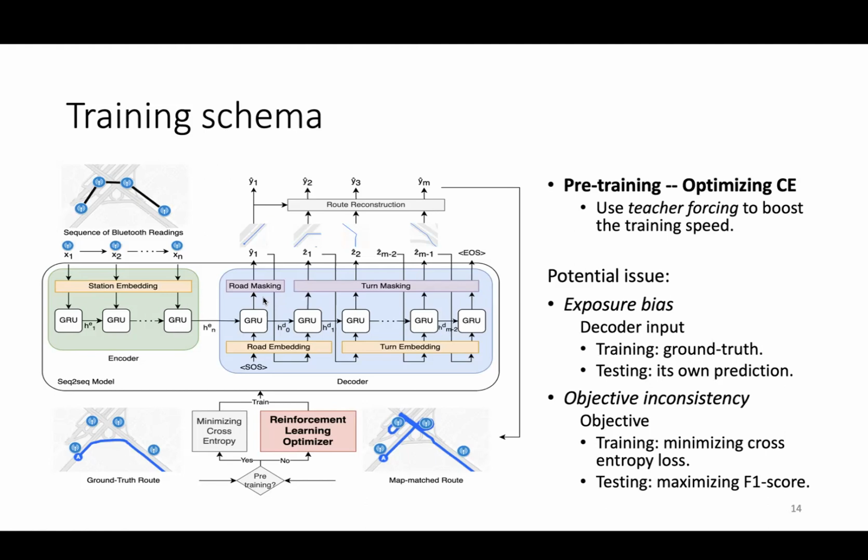It raises the risk of the model being exposed to two different distributions. Also, during training, the model is optimized by minimizing the cross-entropy loss, whereas during testing, we focus more on precision, recall, or the F1 score. This is called objective inconsistency.